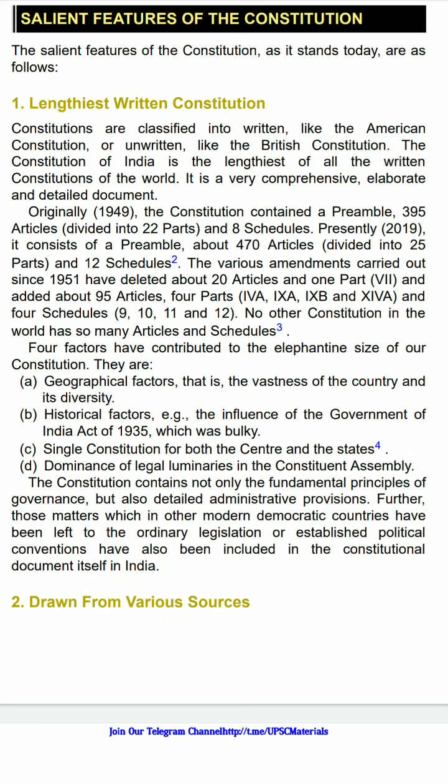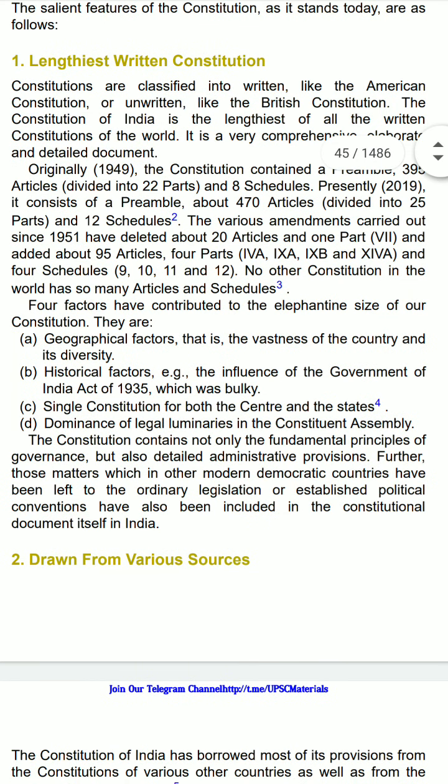They are: A. Geographical factors, that is the vastness of the country and its diversity. B. Historical factors, for example, the influence of the Government of India Act of 1935, which was bulky. C. Single constitution for both the center and states. D. Dominance of legal luminaries in the Constituent Assembly. The Constitution contains not only the fundamental principles of governance, but also detailed administrative provisions.